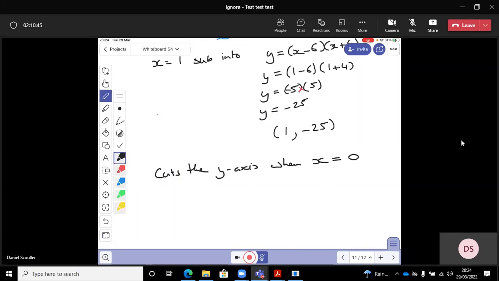So when x is equal to 0, y is equal to x minus 6, x plus 4. We substitute that in. So y is equal to 0 minus 6, 0 plus 4.